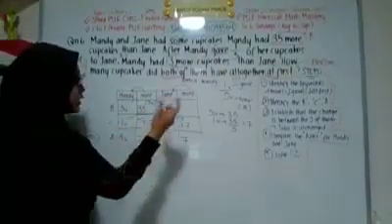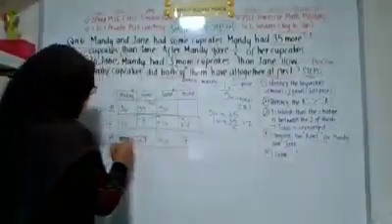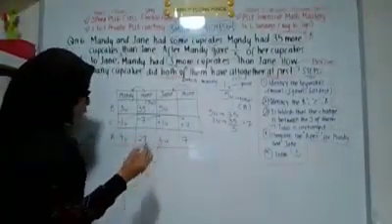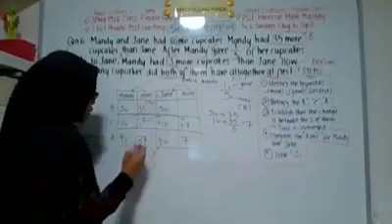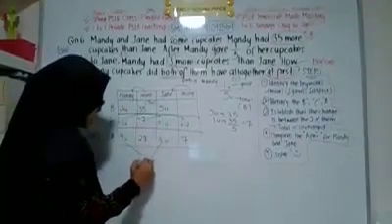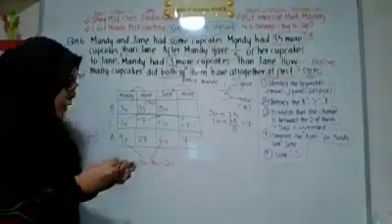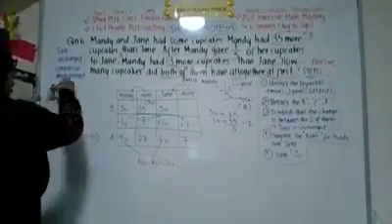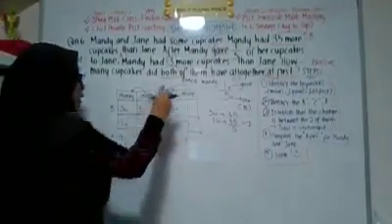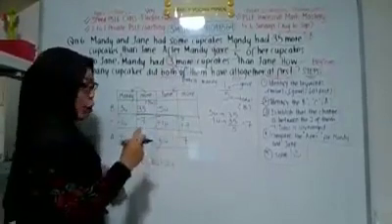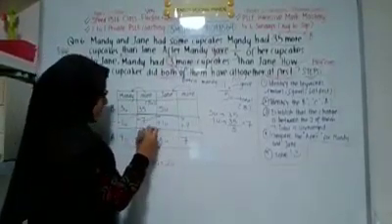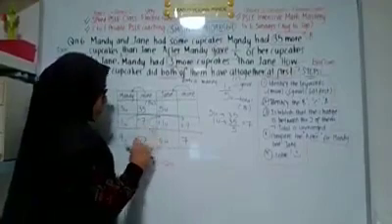Right here, we are going to compare the after. So 4 units and 6 units. When we compare Mandy and Jane here, it is 6 units minus 4 units equals 2 units. Then we're going to remember the extra. Mandy has 3 more extra, which means there is another 3 more when we compare.